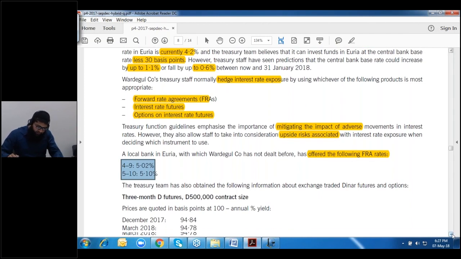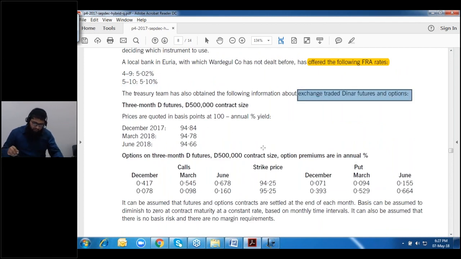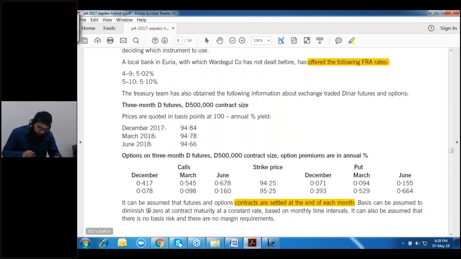Now what it says is that the Treasury team has also obtained the following information about exchange traded futures and options. So we have got 3-month futures, and we have got options on 3 months. Now it says it can be assumed that the futures and the options contracts are settled at the end of each month. Basis can be assumed to diminish to zero at a constant rate based on monthly intervals. It also can be assumed there's no basis risk and there are no margin requirements.